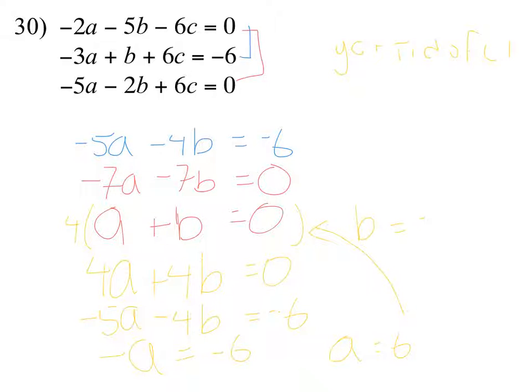Okay? I know that a plus b is equal to 0, so that means that b has to be negative 6. The equation up here that has the smallest numbers seems to be the middle. So negative 3a, negative 3 times 6 is negative 18. b is going to be negative 6, plus 6c is equal to negative 6.